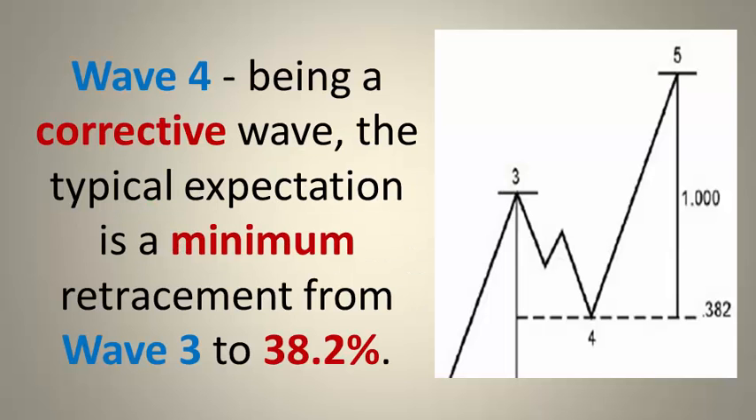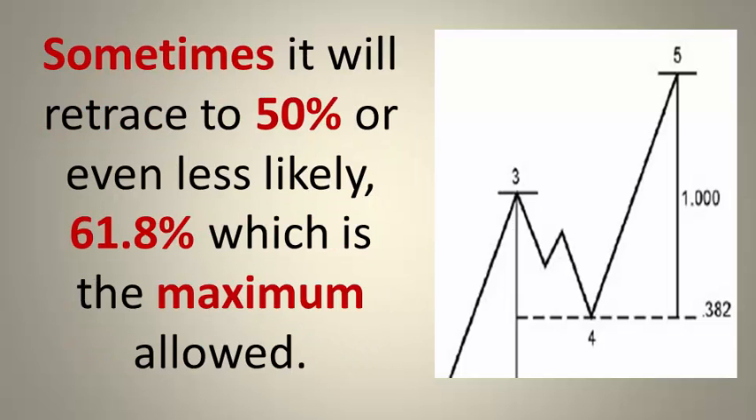Wave 4. Being a corrective wave, the typical expectation is a minimum retracement from wave 3 to 38.2%, as you can see on the chart to the right. Sometimes it will retrace to 50%, or even less likely, 61.8%, which is the maximum allowed.